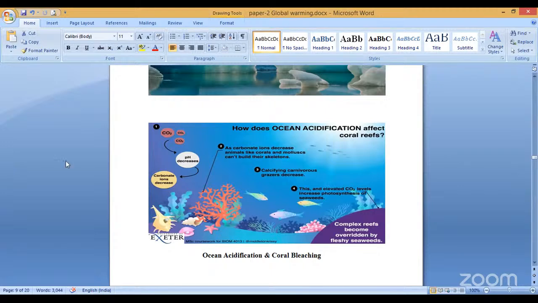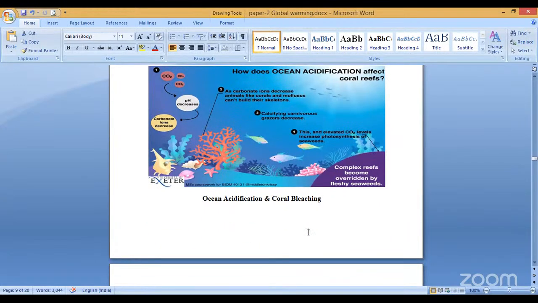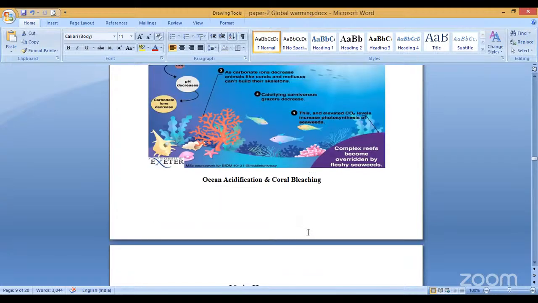Now, coming to the first point, when carbon dioxide increases, then what will happen? The pH levels decrease, and carbonate ions decrease. As the carbonate ions decrease, animals like corals and mussels cannot build their skeletons. These elevated CO2 levels increase, and this is ocean acidification. When ocean acidification happens, coral bleaching will happen.